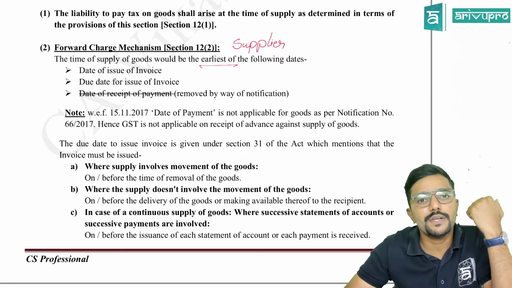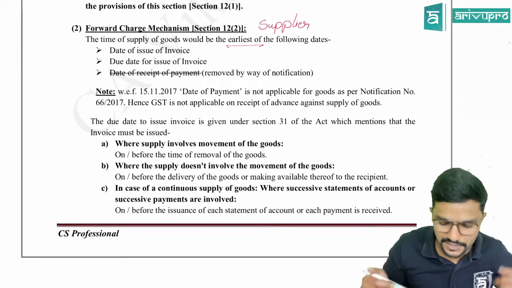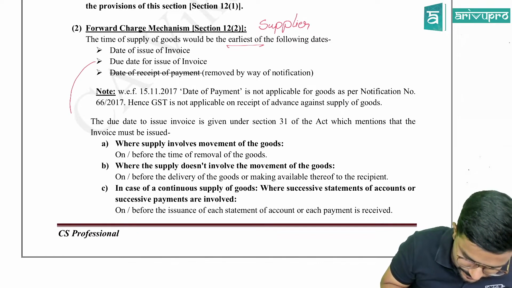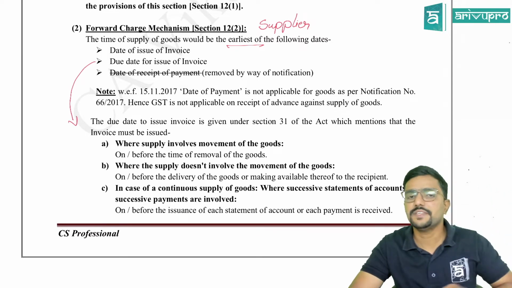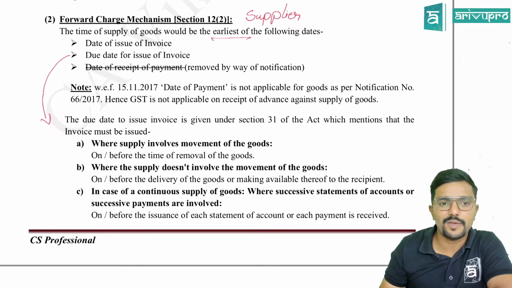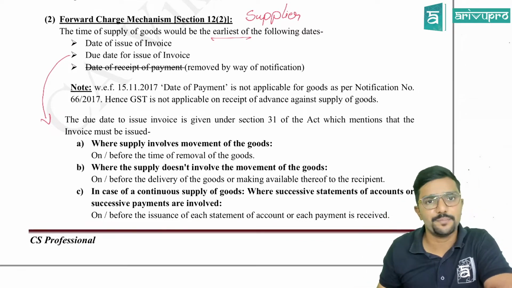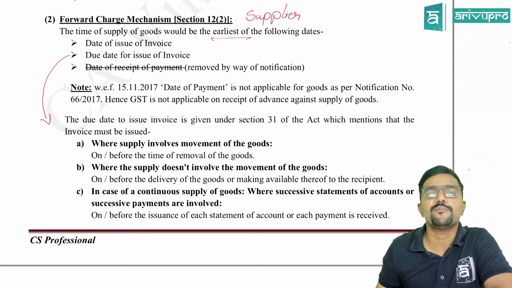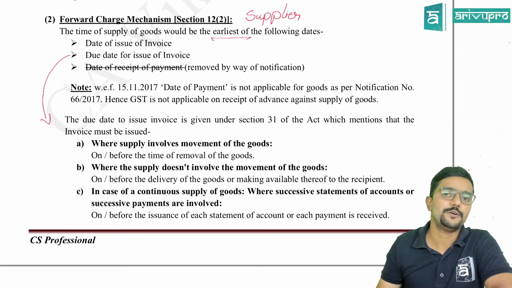Sir, what is the due date of issue of invoice? It is given in section 31. I have given it here. We will learn it. But before that, date of receipt of payment. This point also was there previously when the act was introduced, but the date of receipt of payment has been removed by way of notification.